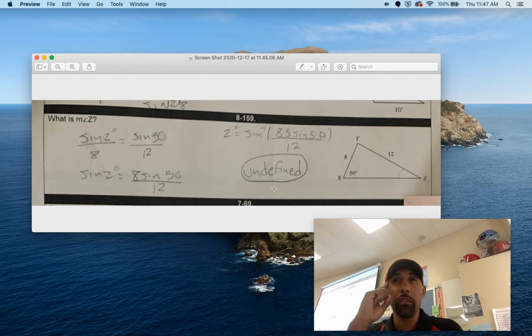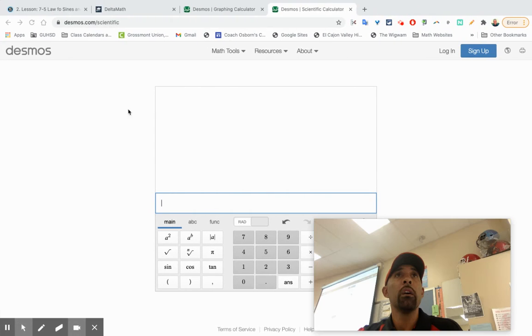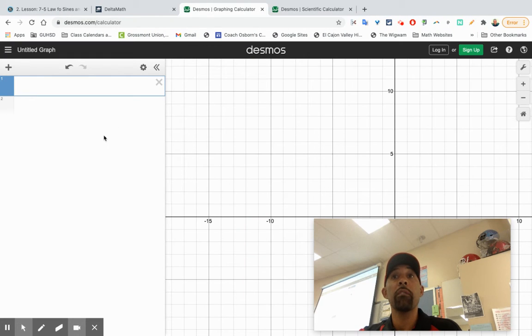I just want you to think for a second: if you're getting negative 0.17 for an angle, can we have a negative angle? That doesn't make sense. All right, so here's what's going on. A lot of you are still using the graphing calculator to make your calculations, which is fine, but you need to know what's going on.